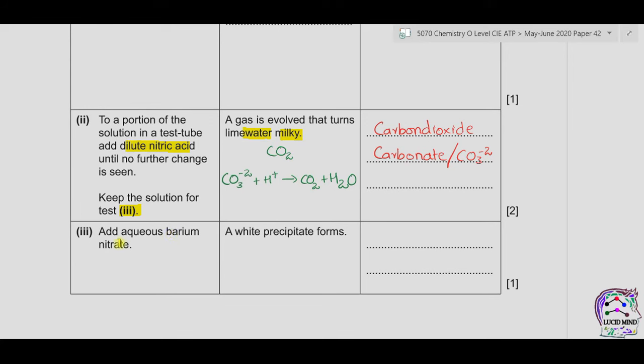Test 3, add aqueous barium nitrate. When barium nitrate is added, a white precipitate forms. As in the solution, we had 2 different anions. Now barium makes a white precipitate with sulfate anion because barium nitrate is soluble and barium sulfate is insoluble. So in conclusion, we can write that the solution contains sulfate ions.